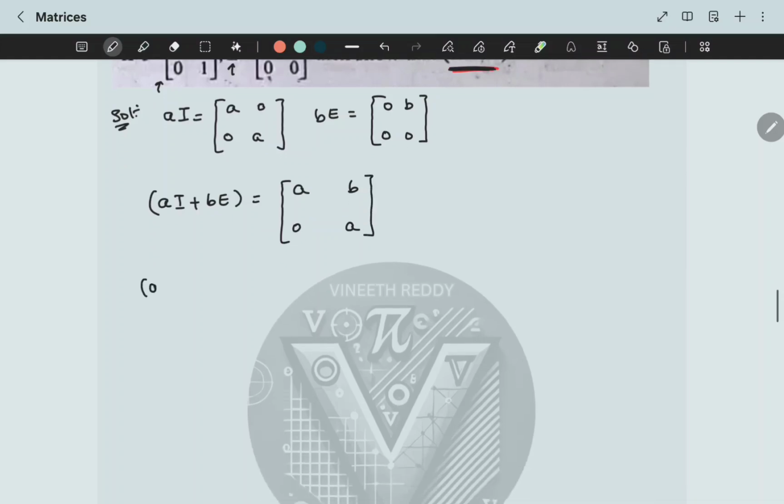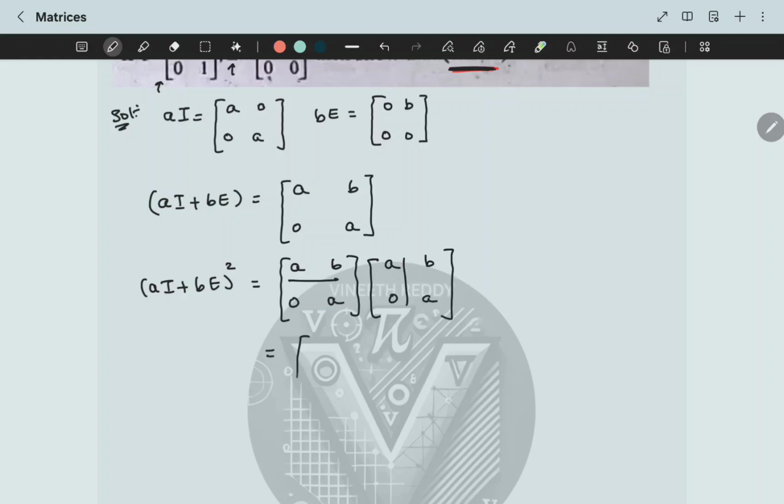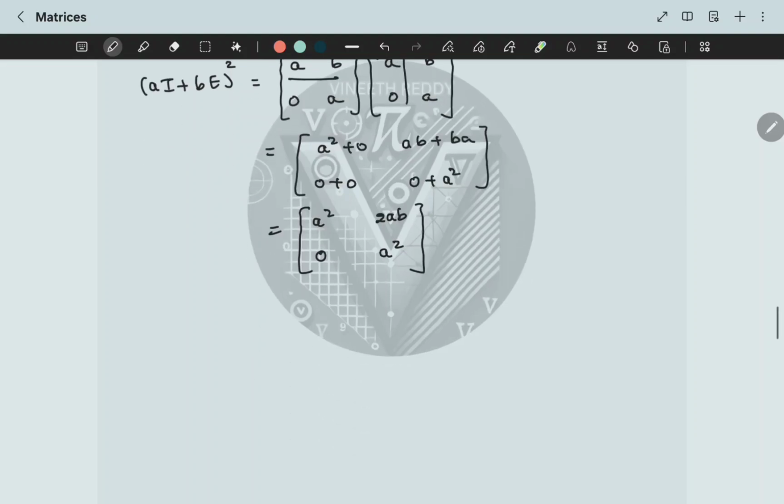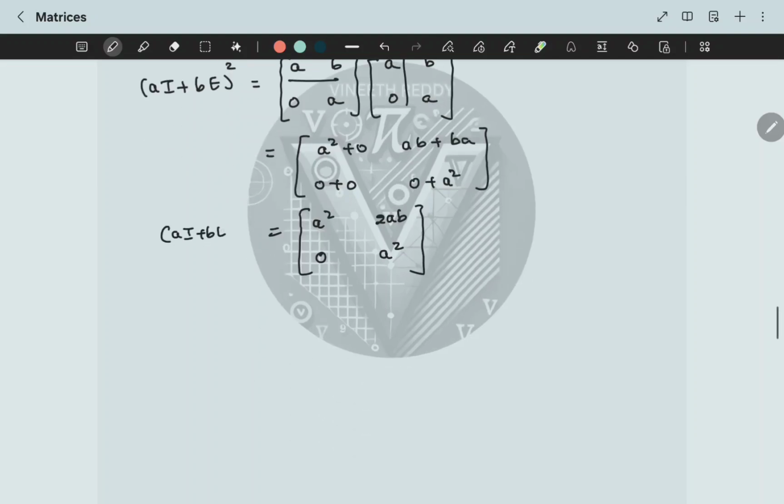ఇది క్లియరా? ఇప్పుడు మనం (AI + BE) హోల్ స్క్వేర్ కనుక్కుందాం డియర్ స్టూడెంట్స్. సో ఇక్కడ A B, 0 A మల్టిప్లైడ్ విత్ A B, 0 A, రైట్. ఎలా మల్టిప్లై చేద్దాం? ఫస్ట్ రో విత్ ద ఫస్ట్ కాలమ్. సో వీ గెట్ A² + B × 0 is 0. నెక్స్ట్ A × B is AB + B × A is BA. నెక్స్ట్ 0 × A is 0, A × 0 is 0, 0 × B is 0, A × A is A². So we get A², 2AB, 0, A². Hope you understood this. This is (AI + BE) హోల్ స్క్వేర్.